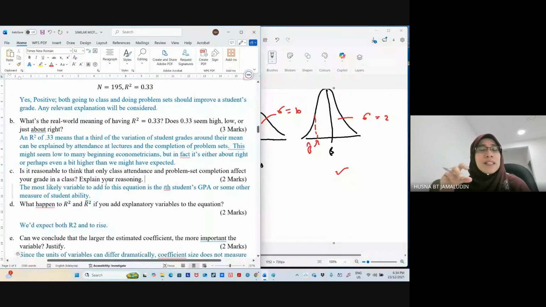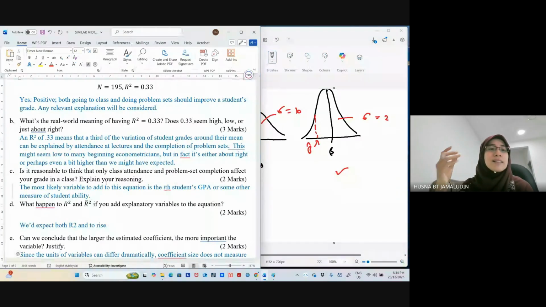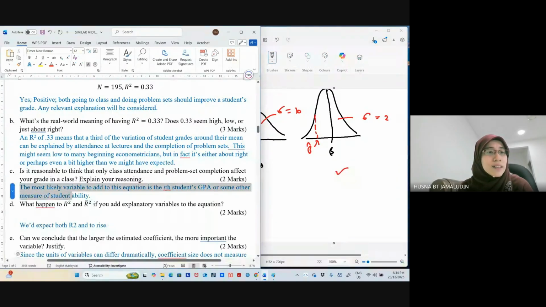Mostly the questions that are asked of you are something close to you. We will not ask you something which is not relevant, something that you cannot think of. It should be related to the students. It should be something that you can rationalize. What affects your CGPA? A lot, right? If you look at the answer, the most likely variable to add in this equation is your GPA or some other measure of student ability. Normally the textbook will give you something general, but you know better what affects your CGPA.